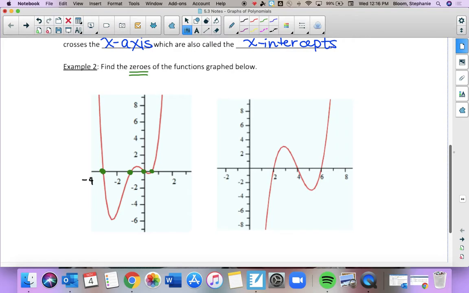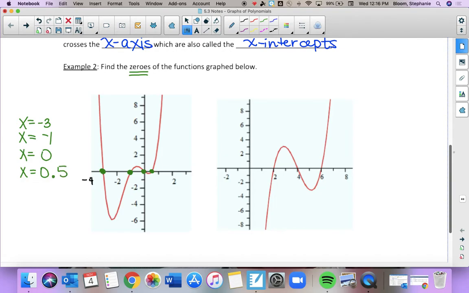Okay, so where are we crossing the x-axis? What's this first one right here? -3. So we're going to say x equals -3. There's one answer. Where's another one crossing? -1. Where's another one crossing? 0. And then the last one, it's not super clear, so you can make it up, make it easy. What would you call that one? 0.5, yeah.